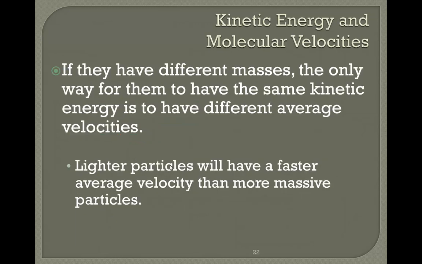If they have different masses, the only way for them to have the same kinetic energy is to have different velocities, different speeds. The lighter particles will have a faster average velocity than the more massive particles. Think of it as a difference between a bowling ball and a golf ball. It's a lot easier to make a golf ball go very far, 50 feet or whatever, in comparison to a bowling ball, which barely goes down a bowling lane, and it's rolling. It's much harder to move, so it's going to be moving slower.